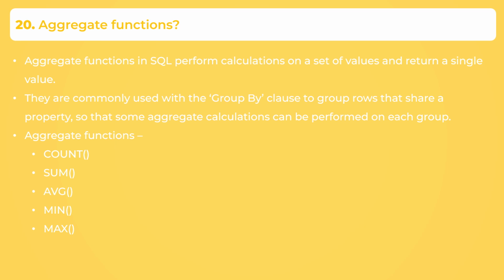So the next one is aggregate functions. Aggregate functions in SQL perform calculations on a set of values and return a single value. They are commonly used with the group by clause to group the rows that share a property so that the same aggregate calculation can be performed on each group. Below are the aggregate functions: count, sum, average, min, and max.